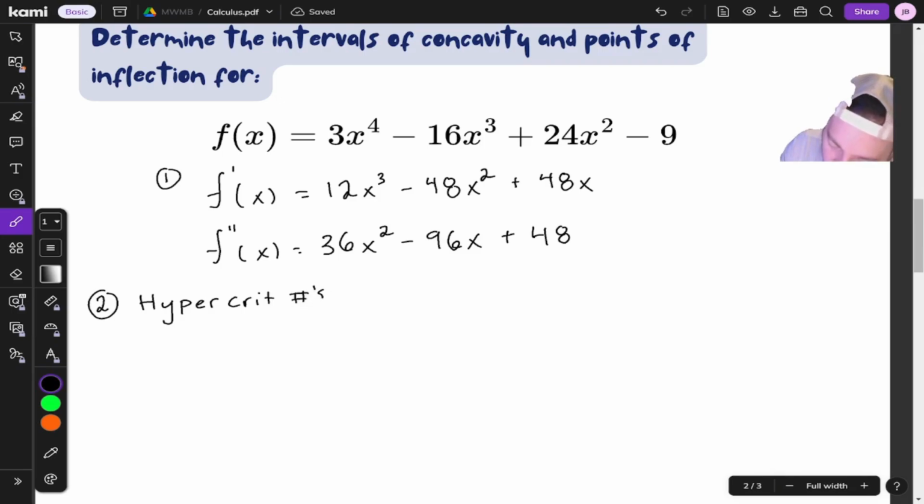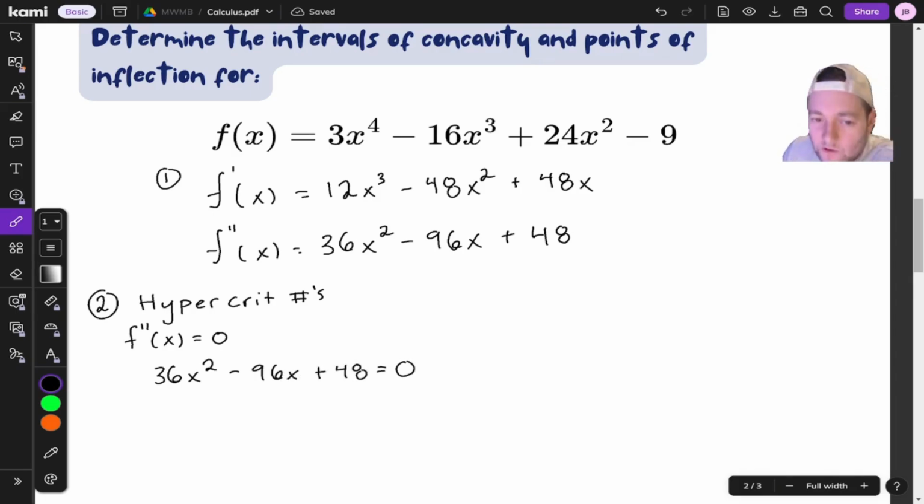So our hypercrit numbers, just like that. For hypercrits, we would take f double prime of x and set it equal to 0. If it was a rational function, we would set the denominator equal to 0 and look for any points where it didn't exist. So we'd take our derivative just like that, set it equal to 0.